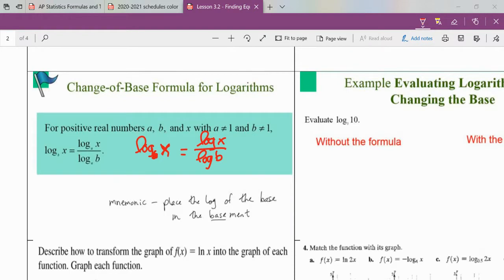And again, you could write any base you want down here. I just chose to use base 10, or use these as common logs. If you wanted this to be log base 7, you'd have to have this one be log base 7 as well.